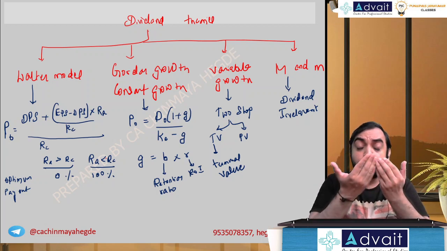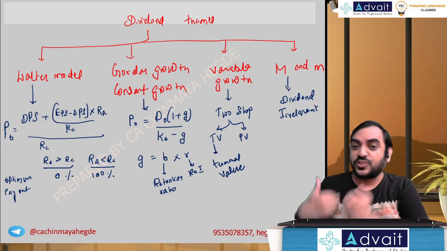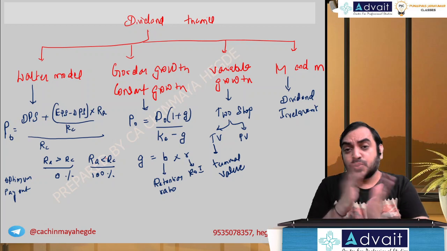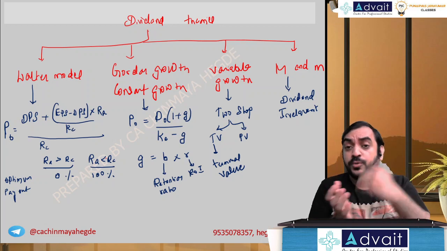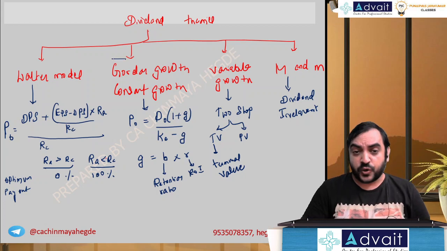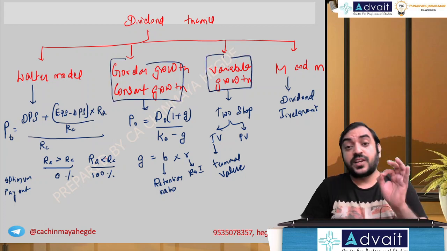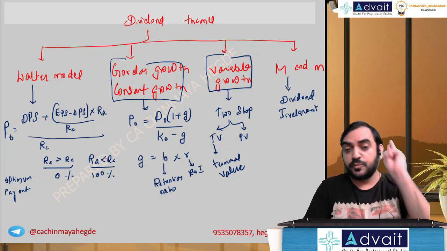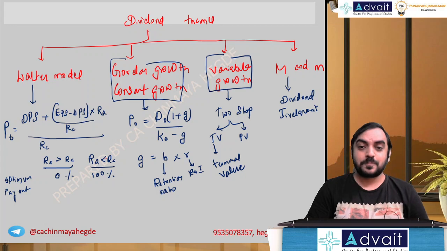You will have to issue fewer shares because you already have the money for investment purposes. Anyway, when we do a problem numerically, you'll understand these things better. But let me give a derivation for the Gordon growth model and the variable growth model. As far as CA Final is concerned, these two are even more important.